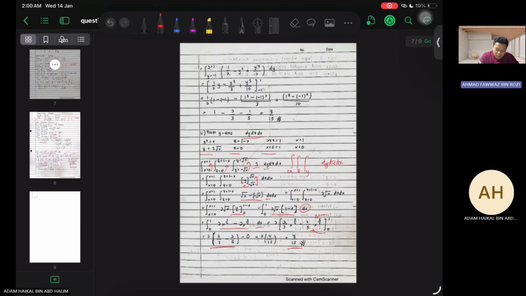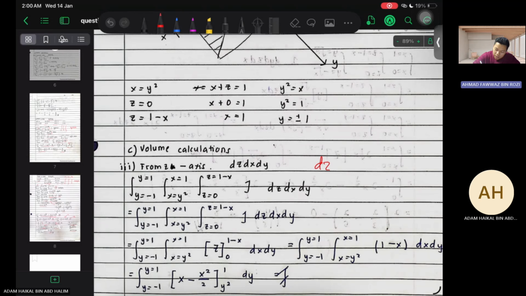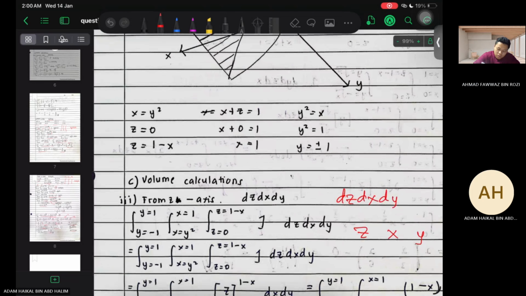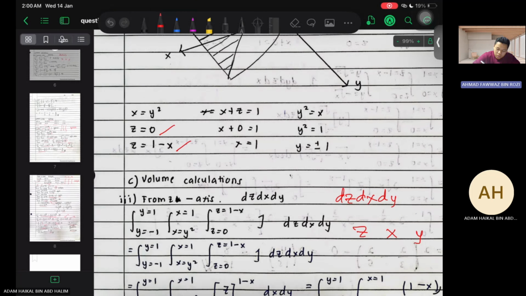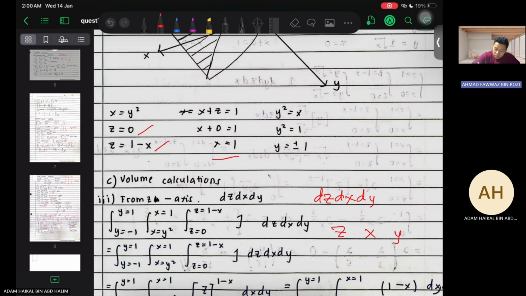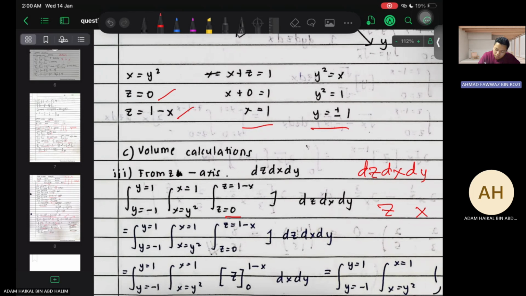Lastly, we integrate z first: dz dx dy. So we must find z, x, y. From the question, z goes from 0 to 1 minus x, and after that we must find x, and after that we must find y. So z from 0 to 1 minus x, x from y squared to 1, and y from negative 1 to 1.